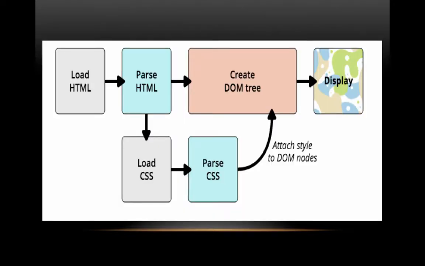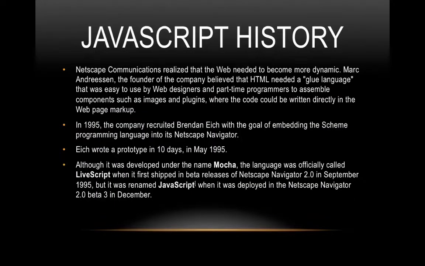So here's a little diagram of how CSS works. As you can see, it loads the HTML along with the CSS separately, parses them, and then they are mixed together to create a DOM tree, and then at the end, as you can see on the right side here, it gets displayed on your screen. That's pretty much how it works. I mean, it sounds easy, but probably not as easy as it looks.